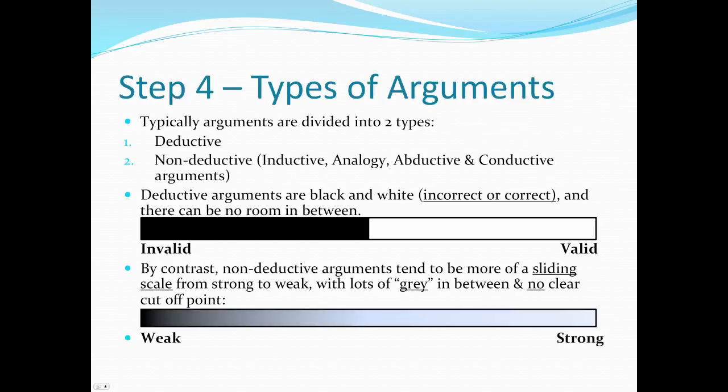Step 4. Types of arguments. Typically, arguments are divided into two types. 1. Deductive, and 2. Non-deductive, such as inductive, analogy, abductive, and conductive arguments. Deductive arguments are black and white, incorrect or correct, and there can be no room in between. By contrast, non-deductive arguments tend to be more of a sliding scale from strong to weak, with lots of gray in between and no clear cutoff point.